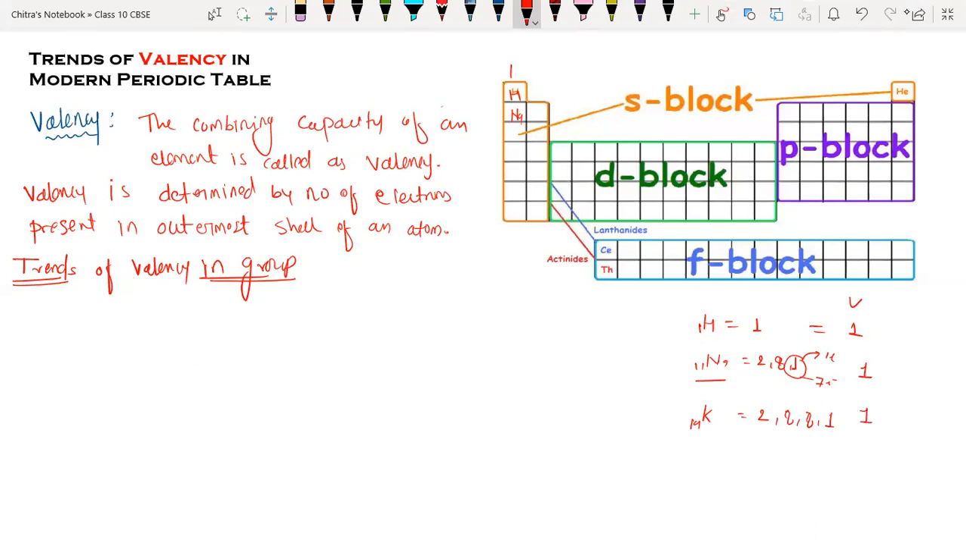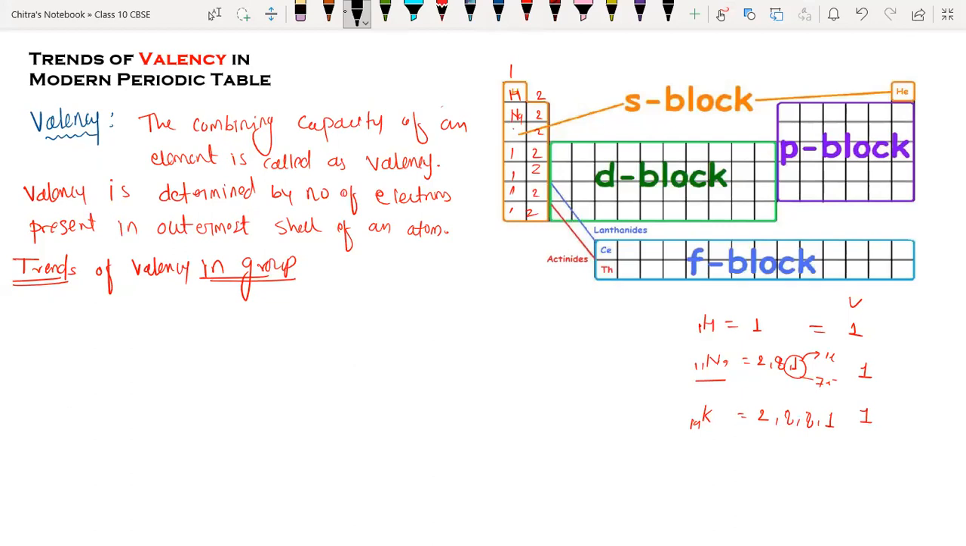So as we are moving top to bottom, the number of electrons present in the outermost shell stays equal, constant, because any element here will contain 1 electron in its outermost shell. For group 2, any element will have 2 electrons in its outermost shell. Is it or not? Yes. So due to the presence of an equal number of electrons in their outermost shell, they all have the same valency. That means valency does not change in a group. Valency remains constant in a group.